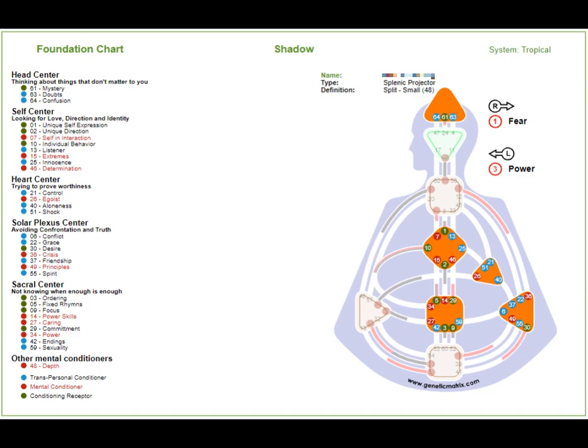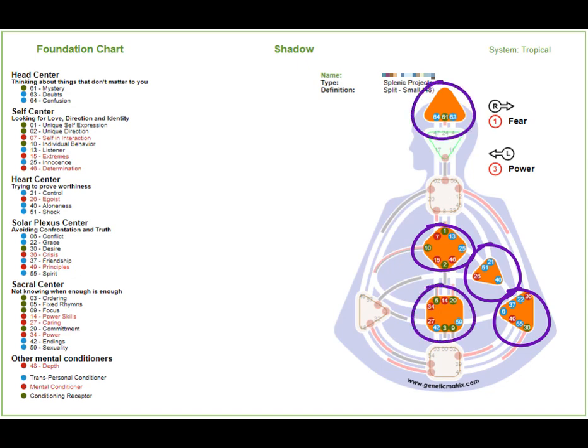I'm making a decision because I want to prove myself worthy, and I want to avoid confrontations, so I will justify avoiding the truth here, because I don't know when enough is enough, as I look for love, direction and identity, and I never know when enough is enough, because I'm always thinking about things that don't matter, because I want to be deeper, the split definition. That is the basis of this person's shadow decision-making authority.